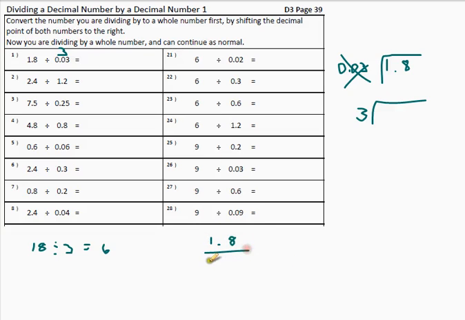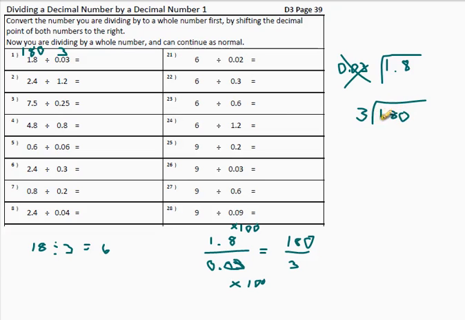1.8 divided by 0.03. Let's think of it for a minute as a fraction. We want the bottom a 3. Now how can we make that a 3? By moving the point 1, 2. What does it mean if we move the point? It means we times with 100. So we need to times with 100 at the top. 1, 2, which will give us 180. In other words, what sum do we have now? We have 180 divided by 3.